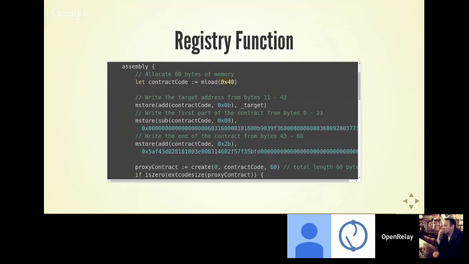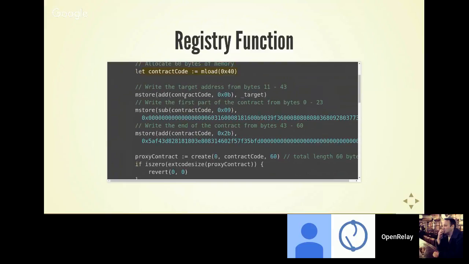The 0x40 means we're allocating 60 bytes of memory. That's hexadecimal for 60. I know it looks like 40, but it's not. Then we write the target address, so this is going to be a 32-byte address, even though addresses are functionally 20 bytes. When we are writing to memory, we have to write 32 bytes at a time. So we start at byte 11, and we write out 43 bytes. Sorry, from byte 11 through 43, we write out 32 bytes of the target address. The first 12 bytes of that are going to be empty.